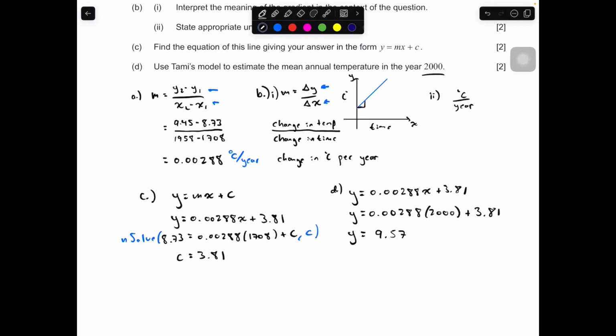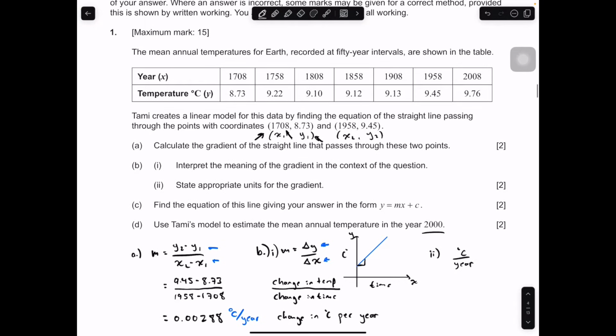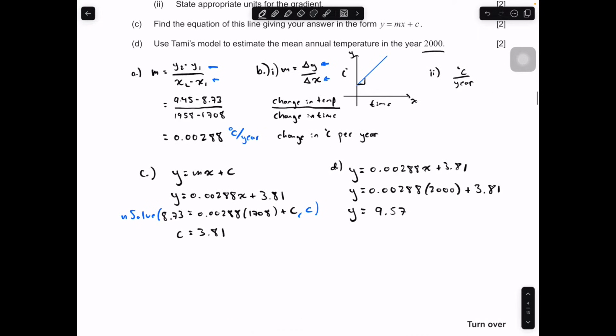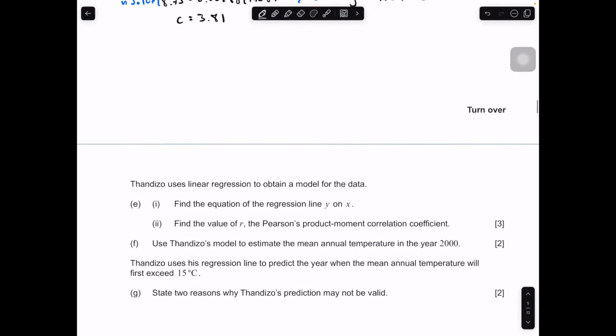Okay. For a question like this, you might want to see if it roughly corresponds with what we have already in our model. So we know 2008 is 9.76. This value of 9.57 degrees Celsius looks to be a pretty good prediction and might suggest that we're on the right track. Okay.